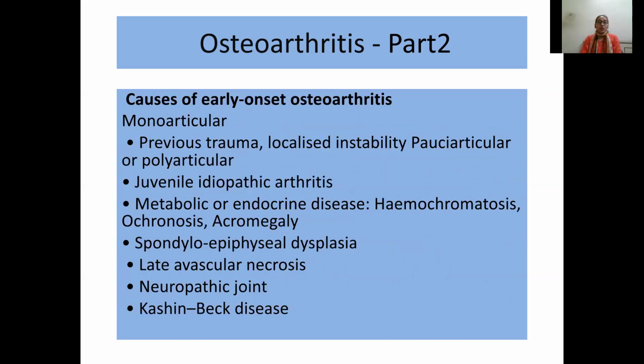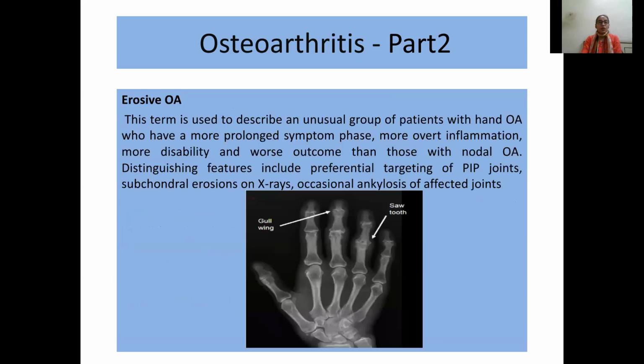So causes of early onset osteoarthritis: if only a single joint is involved, then the causes can be previous trauma, localized instability, post-articular or polyarticular causes, juvenile idiopathic arthritis, metabolic or endocrine disease like hemochromatosis, ochronosis, and acromegaly, spondyloepiphyseal dysplasia, avascular necrosis, neuropathic causes, and Kashin-Beck disease. So these are the causes of early onset osteoarthritis.